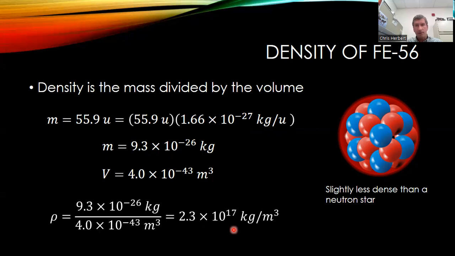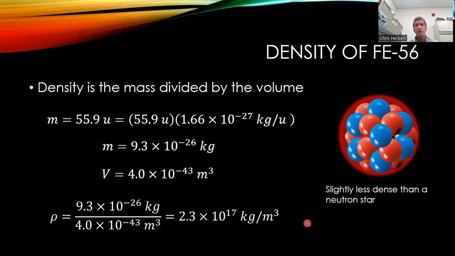Putting things in perspective, water has a density of 1 gram per cubic centimeter, or 1,000 kilograms per cubic meter. That's 10 to the 3. This has 2.4 times 10 to the 14. That's 230 trillion times more dense than water. So the density of nuclear matter is very, very high.